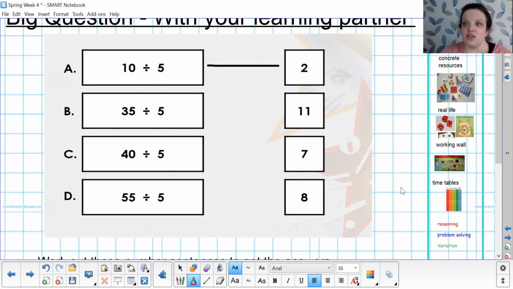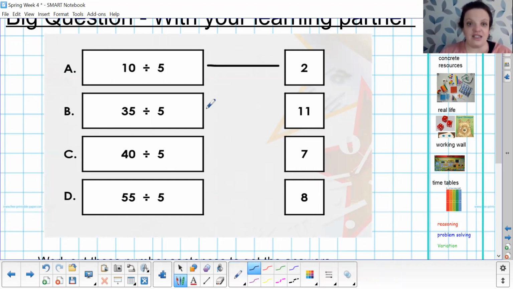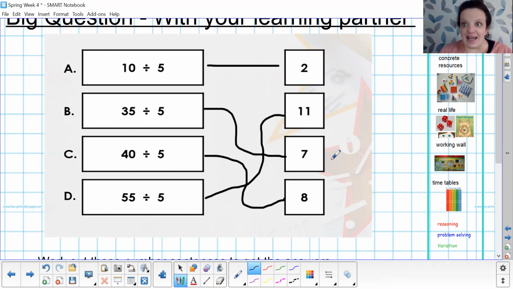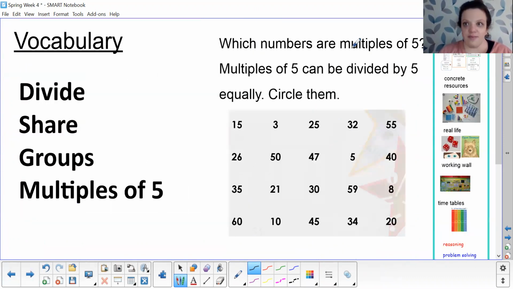Okay, well done. So using one of those 3 methods, either counting in 5s or drawing it out in groups, let's have a go at joining these problems together. So 35 divided by 5 is 7, 40 divided by 5 is 8, and 55 divided by 5 is 11. And if we use our counting in 5s to work that out, and our multiples of 5 and things like that, we should have got all of those answers. So well done if you did. A big tick. Fantastic. Right, next one.